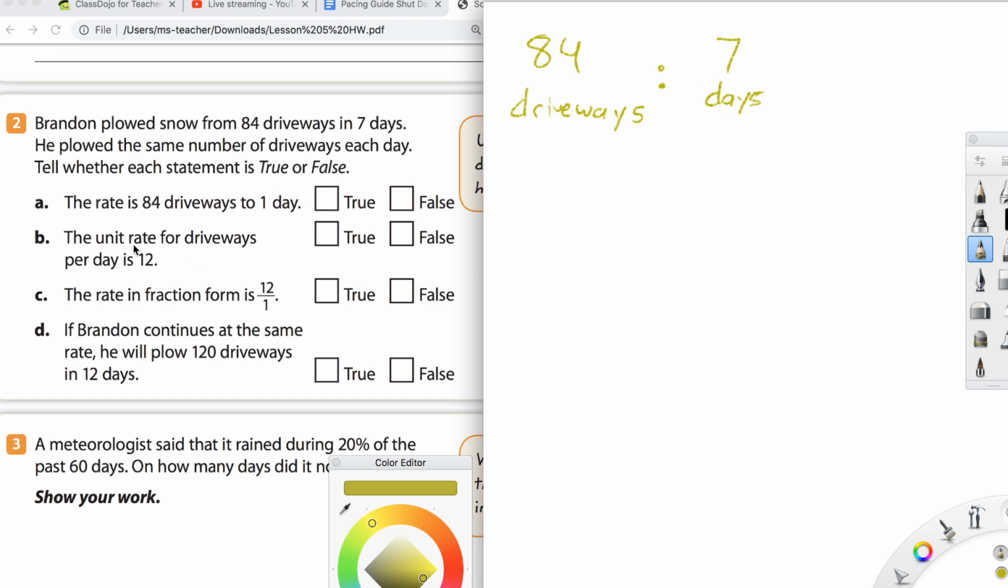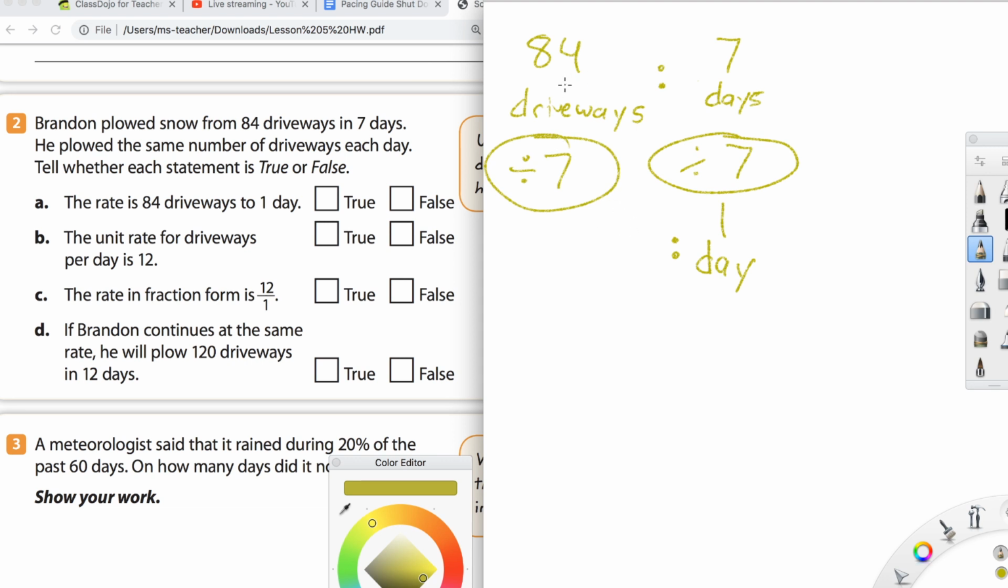Now, unit rate means how much is 1. But this unit rate here is asking us per day. So let's create this unit into a 1-day unit. So how do we get from 7 to 1? What do we divide the 7 by? We divide it by 7. That means we need to do that to both sides.